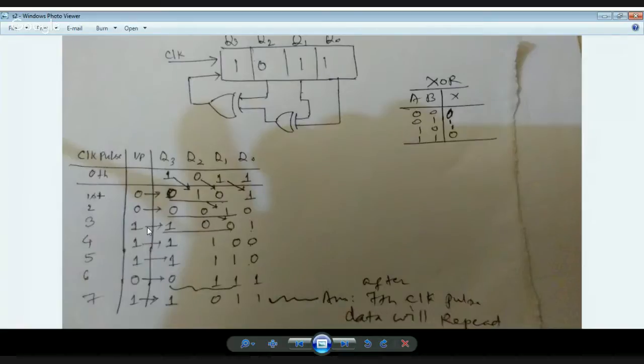Like this. If you see, in the 7th clock pulse, I again get 1011, which was initially stored in the shift register. So the answer will be the 7th clock pulse. Okay, this is so easy. Bye.